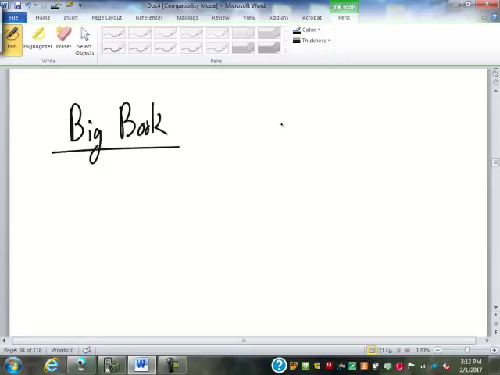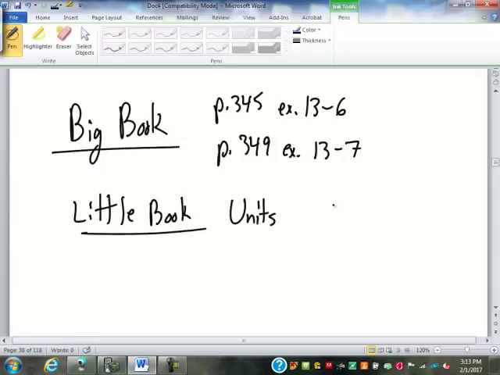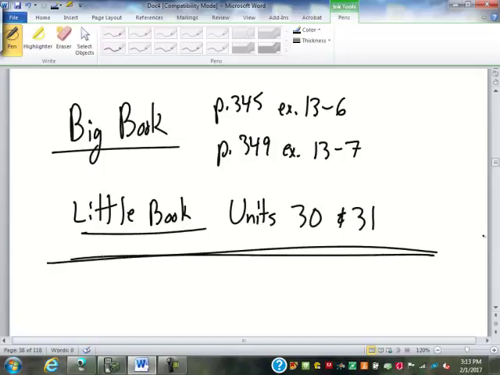So on top of those two pages I gave you during the first hour, in the big book, on page 345, exercise 13-6. Also on page 349, exercise 13-7. In the little book, it is units 30 and 31. They're going to deal with working with variables, defining things in terms of variables.